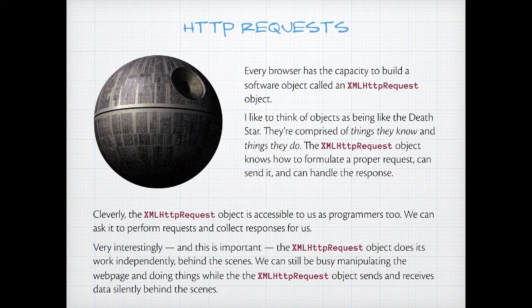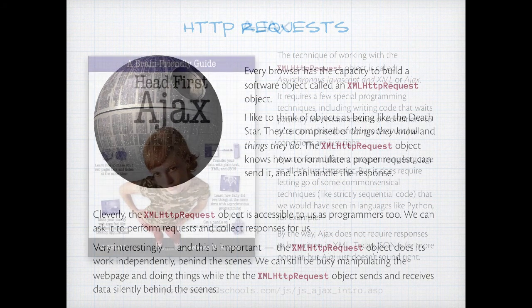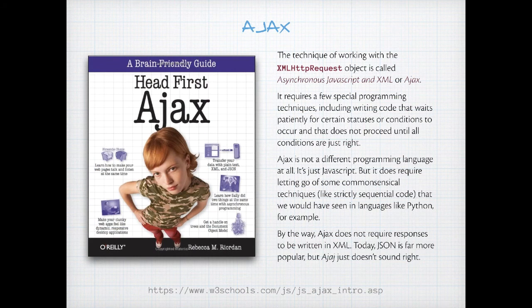Well, guess how D3 loads a file? Exactly. It doesn't do file open. It actually creates an XML HTTP request object. And it uses that request object as a way to bring in our CSV file, or our TSV file, or our JSON file, or our XML file, or whatever we happen to be working with. This technique is actually called Ajax. It stands for Asynchronous JavaScript and XML.